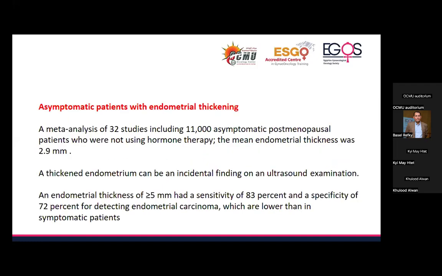Asymptomatic patient with endometrial thickening. A meta-analysis done among 32 studies, including 11,000 asymptomatic postmenopausal patients not using hormone therapy, found the endometrial thickness was about 2.9 millimeters. So a thickened endometrium may be an incidental finding on ultrasound examination. With endometrial thickness of more than 5 millimeters, sensitivity for detecting endometrial carcinoma is up to 83%, lower than in symptomatic patients.